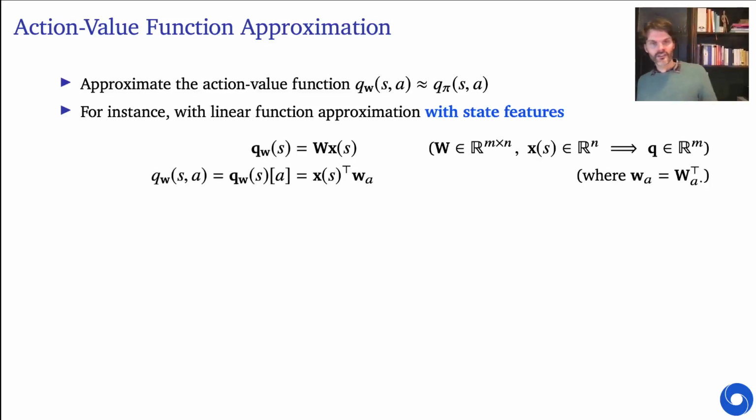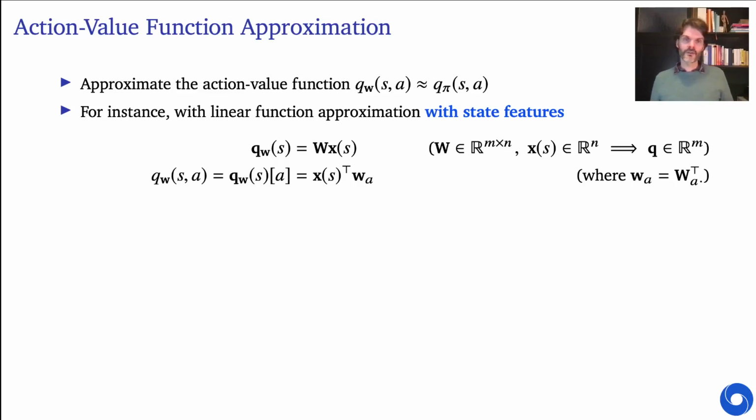Now we're going to do something different, where we have a feature matrix W, and we're going to multiply a feature vector that only depends on state with this feature matrix. And the feature matrix is shaped in such a way that the output of this will have the same number of elements as we have actions.